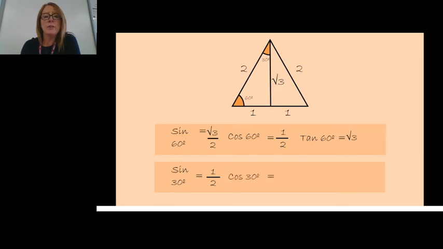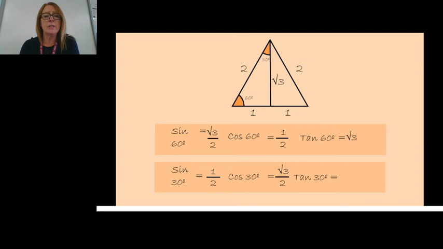For cosine 30, again, I'm going from the top of the triangle and I'm looking for the adjacent side and the hypotenuse. Adjacent to 30 is root 3 and the hypotenuse, again, is 2. So cosine 30 is root 3 over 2.